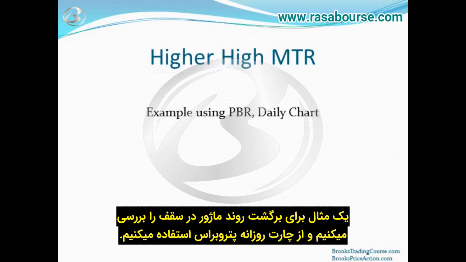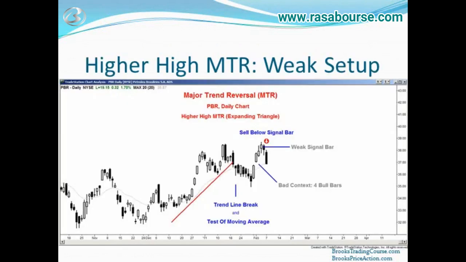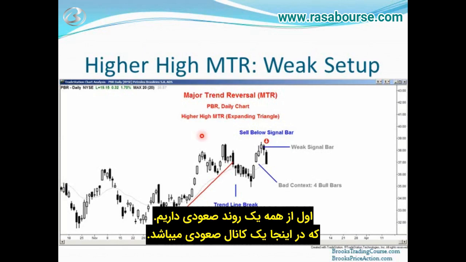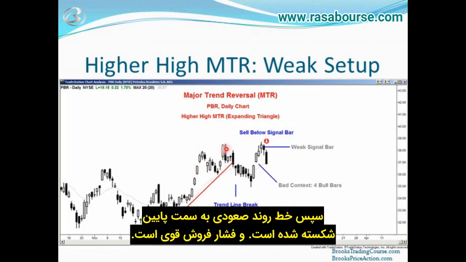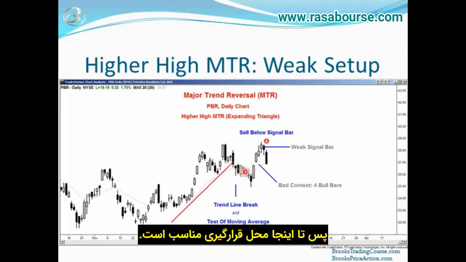As an example of a higher high major trend reversal, I'm going to use the daily chart of PBR, Petrobras. First of all, there's a bull trend, and in this case it's a bull channel, and then there's a break below the bull trend line, and the break had good selling pressure, a number of good-sized bear bodies, and the break fell below the moving average. So the context is good so far.